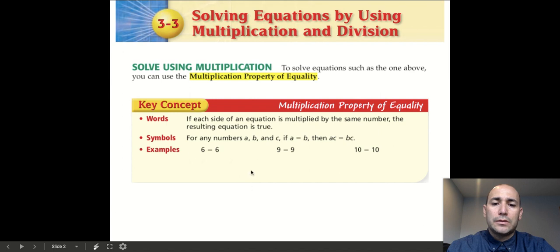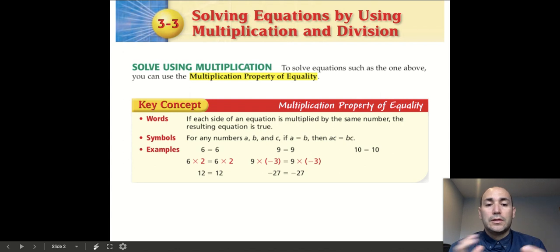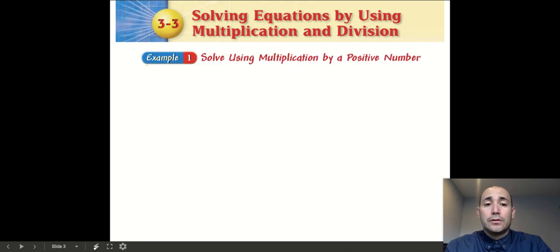Here's an example. If we have 6 equals 6 and we multiply both sides by 2, both sides of the equation remain equal. You have 12 equals 12. 9 equals 9, multiply both sides by -3, and you get that both sides are still equal. Both sides still equal -27. And so just like before, whenever you multiply both sides of the equation by the same value, you still remain with an equation that's true. Both sides still stay equal. This is the same idea as before with addition and subtraction, but now we're going to be using multiplication. So let's look at an example.